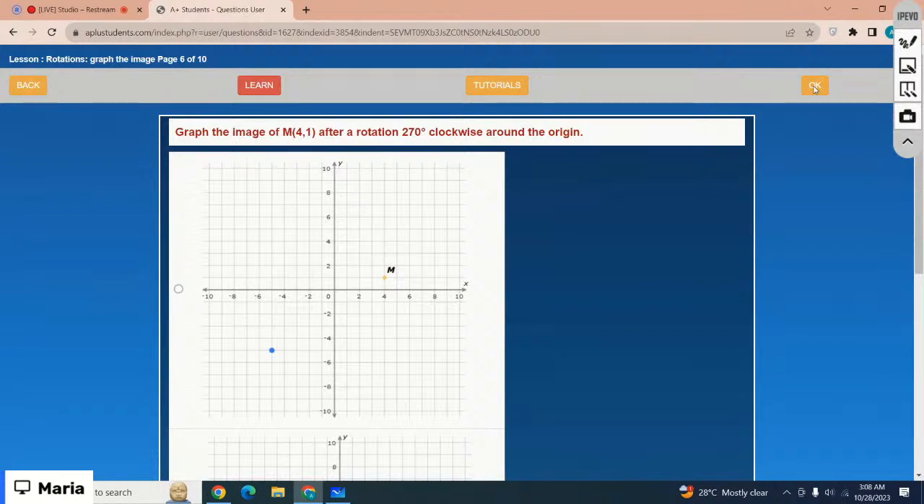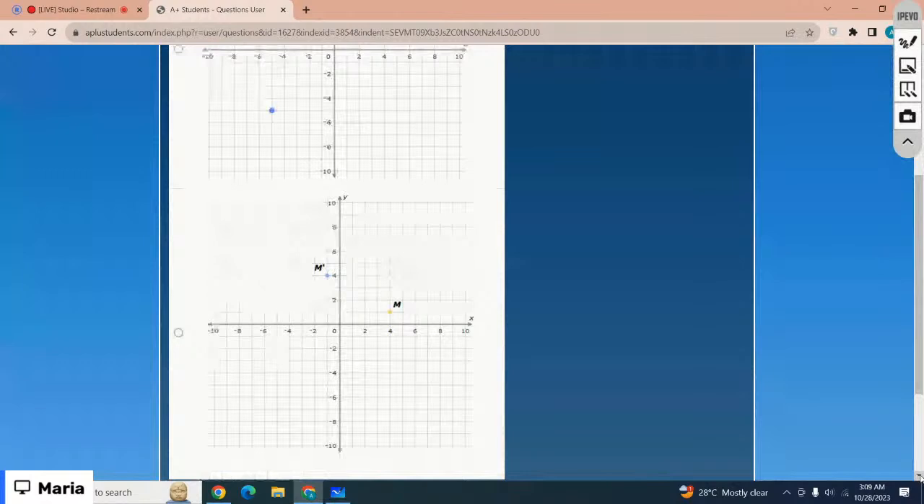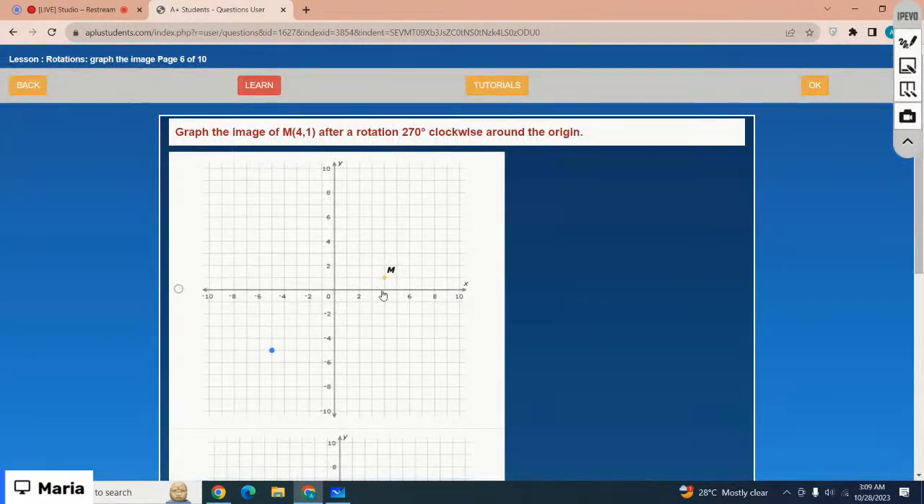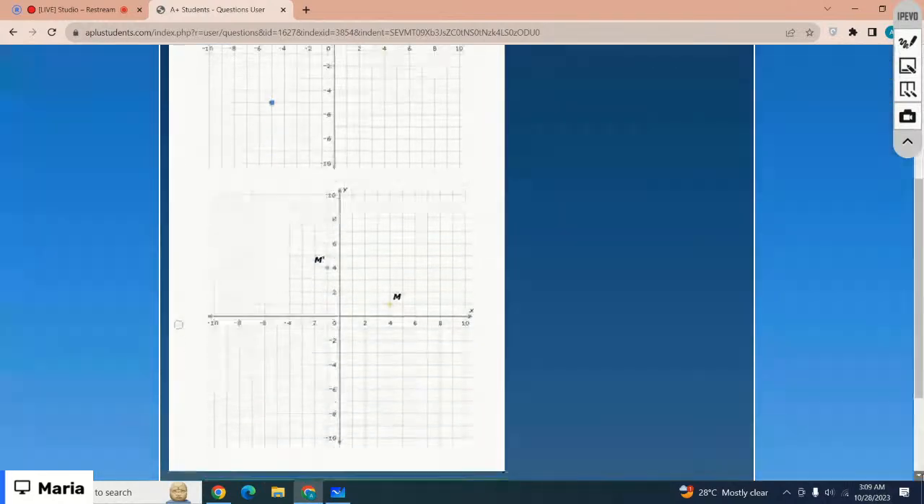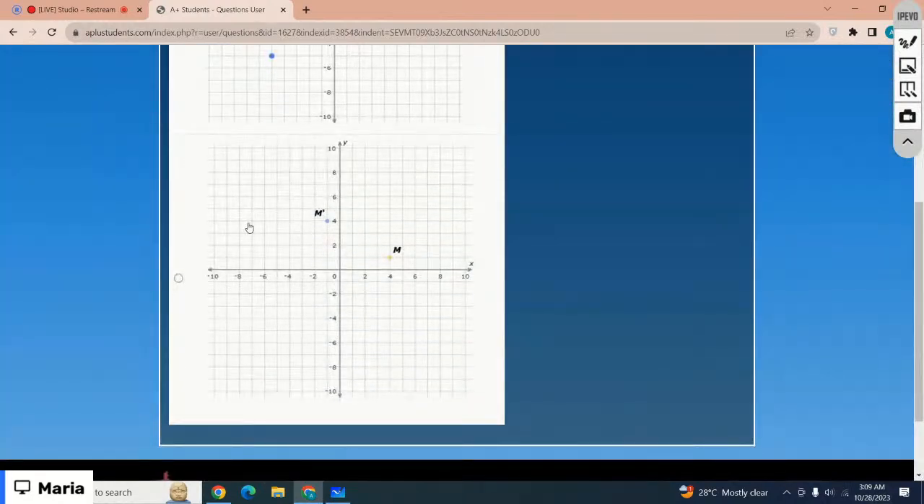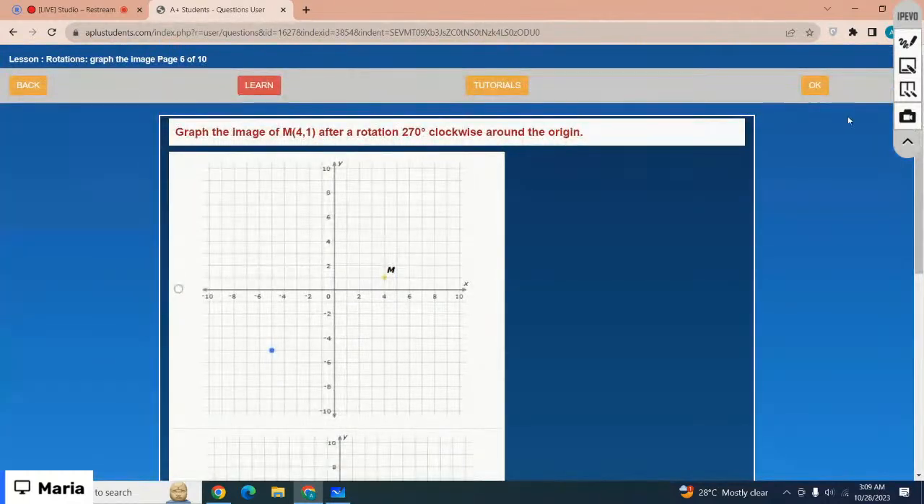Graph the image of M(4, 1) after a rotation of 270 degrees clockwise around the origin. So 270 degrees clockwise, that is the correct option, right? You have to move from here to here. So that is the correct option. Option 2 is the correct one.